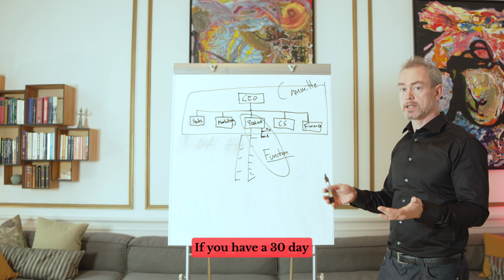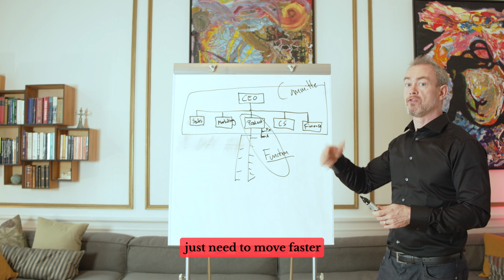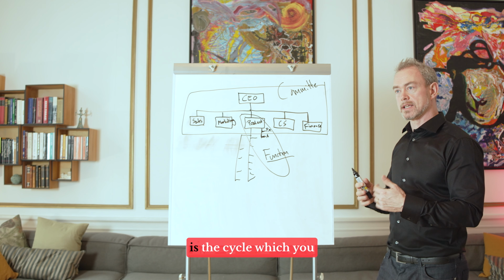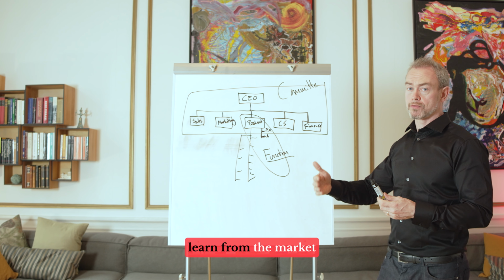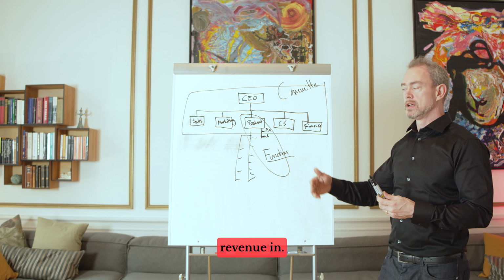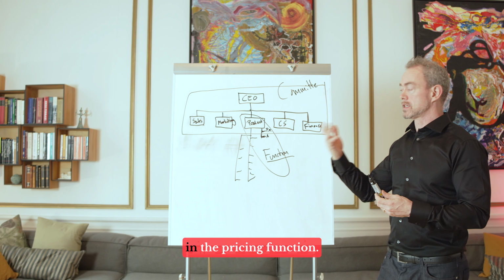If you have a 30-day sales cycle, then you just need to move faster in pricing, because sales is the cycle with which you learn from the market and with which you get revenue in. So you usually should be able to match this in the pricing function.